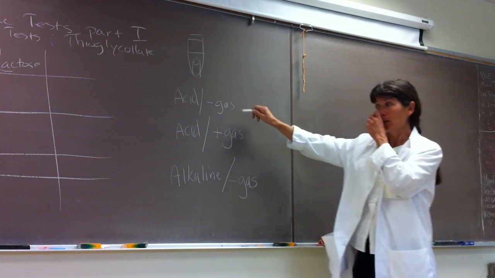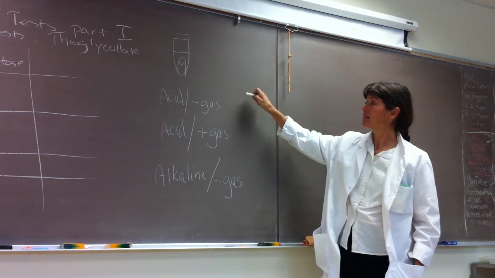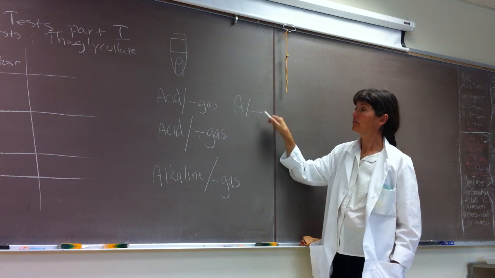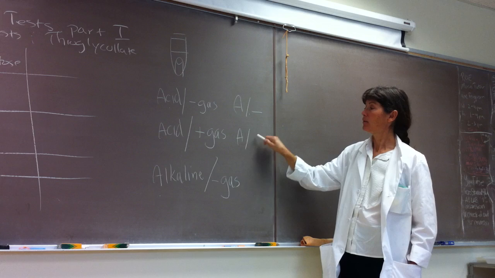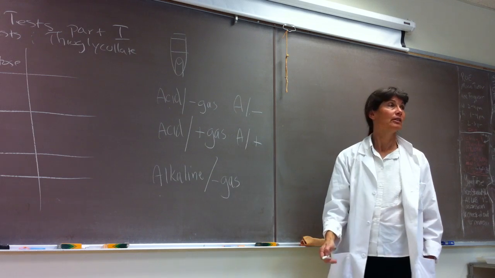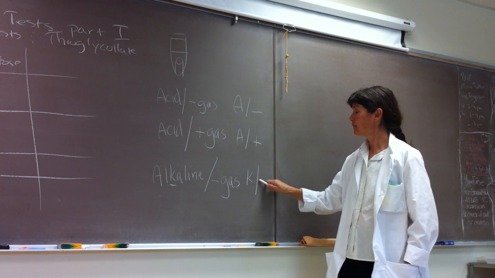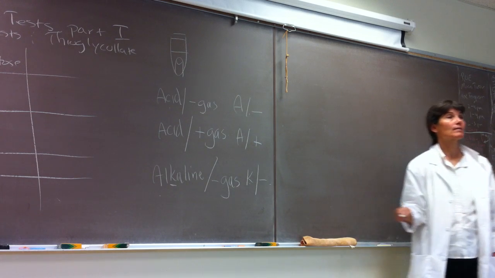Right. Now, if you want to use conventional abbreviations, you guys, this is the shortcut. So acid, no gas, we put A, negative. Acid plus gas, we put A plus. What do we use for alkaline? K. Dynamite, you guys. So that's the shorthand for alkaline, and again, there'd be no gas.